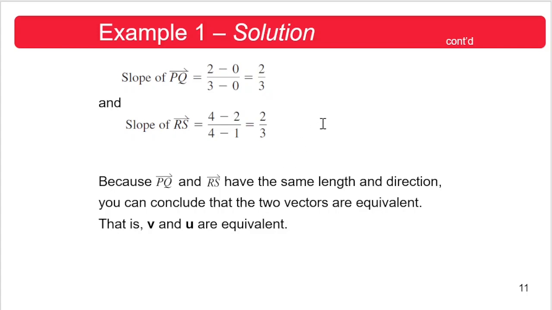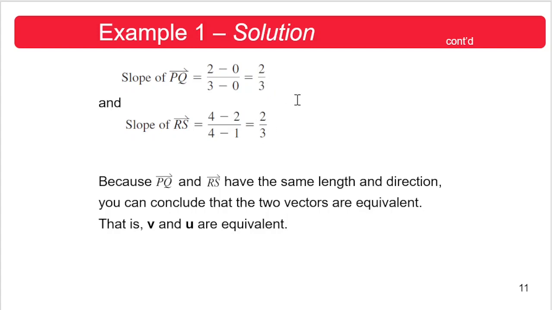Okay, after showing that the two vectors are of the same length, now we have to show that they have the same direction using the slope. So recall that to find the slope, the formula is (y2 minus y1) over (x2 minus x1), where (x1, y1) is the x and y coordinate of the initial point P, and (x2, y2) are the coordinates of the terminal point Q. From the formula, the slope is (2 minus 0) all over (3 minus 0), which is 2 over 3. Then the slope of the second vector with initial point R and terminal point S is equal to (4 minus 2) all over (4 minus 1), which is also 2 over 3.